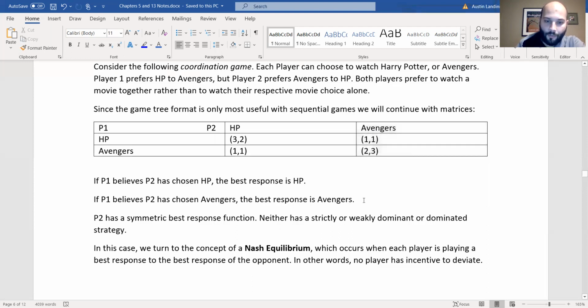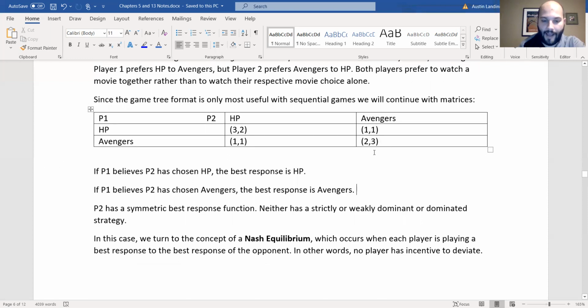And what we can see is that there is not a strictly or weakly dominant or dominated strategy in this game. Remember, a strictly or weakly dominant strategy was better no matter what the other person was picking, and here we don't have a strategy that's best no matter what. All right, quickly, what about for player 2? If player 1 chose Harry Potter, better off with Harry Potter. If player 1 chose Avengers, better off with Avengers. So once again, not a strictly or weakly dominated strategy.